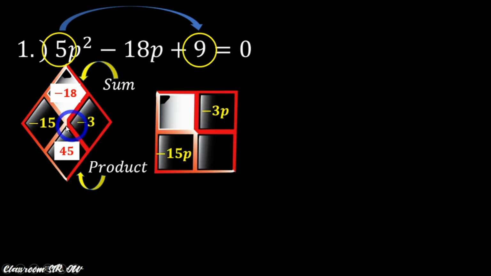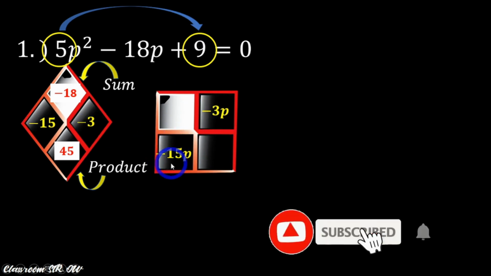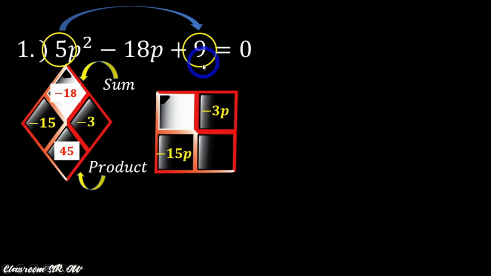Now, those two numbers, negative 15 and negative 3, are written immediately in our box. Then we add the variable that was used in the equation, which is p. So negative 15 is now written as negative 15p, and negative 3 is negative 3p. After this, we just have to write what is left in the quadratic equation, which is 5p squared and 9.